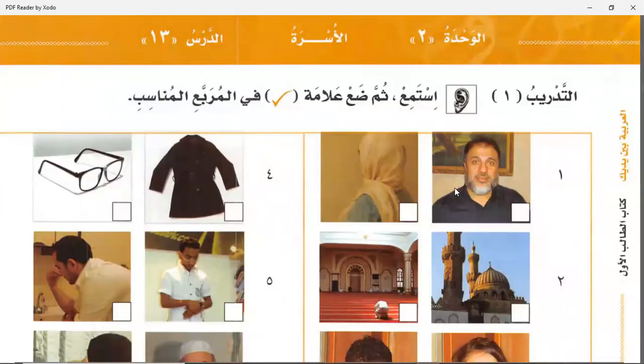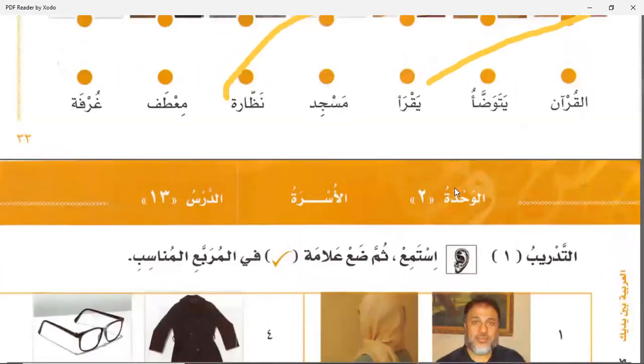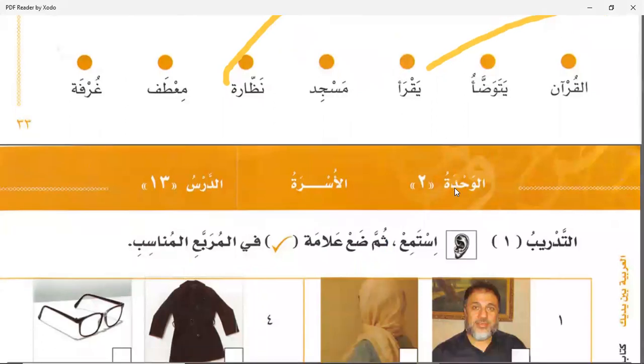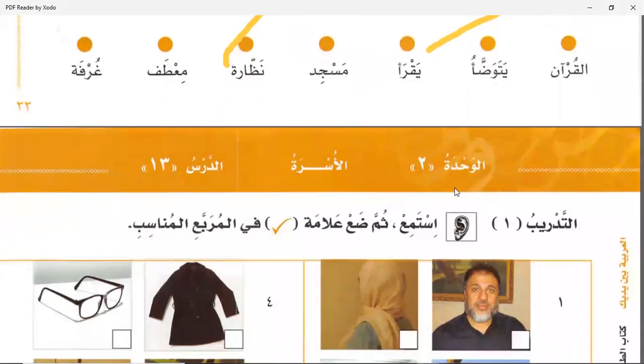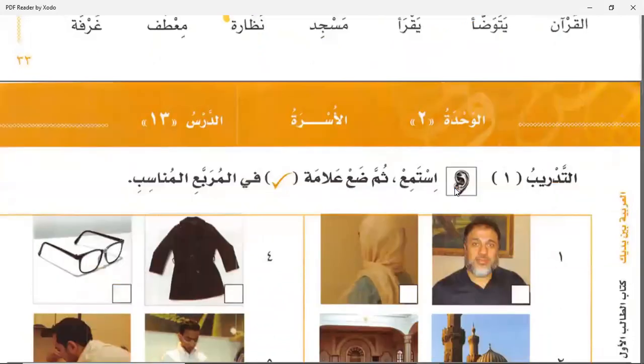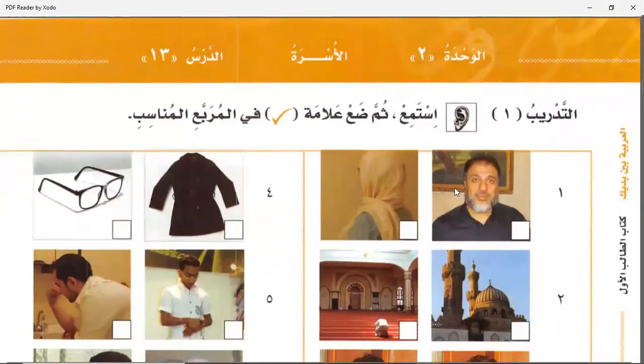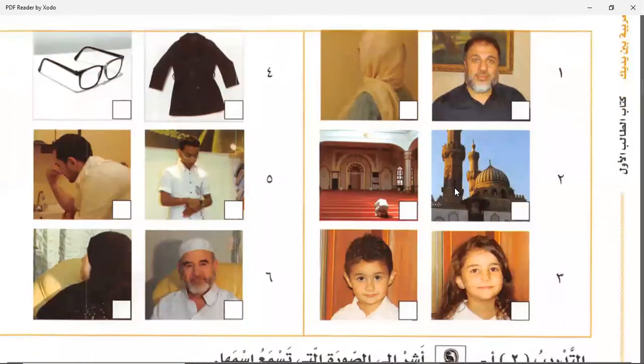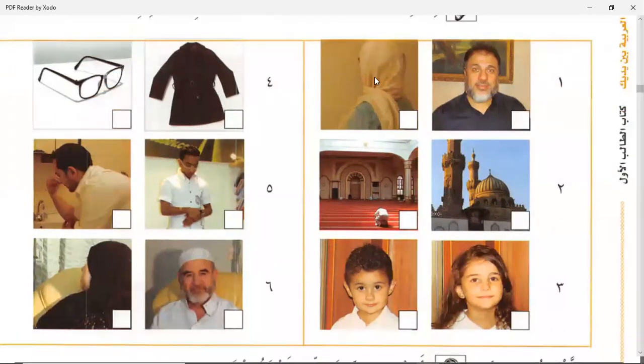Today we'll start الوحدة الثانية الدرس الثالث عشر, 13th lesson, التدريب الأول, first exercise. استمع ثم ضع علامة الصحيحة, then put the tick mark or check mark في المربع المناسب in the appropriate box. So you have two options. You will put the check mark or tick mark in the correct one.